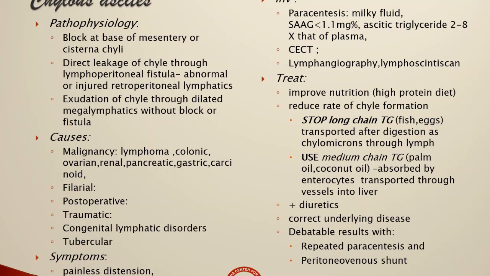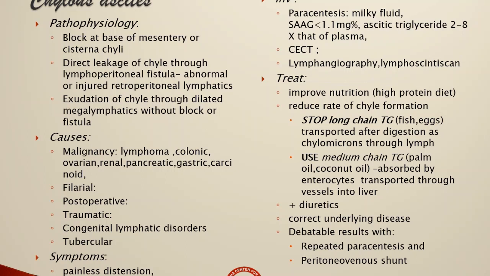The causes could be either malignancy, which is the most common cause of chylous peritonitis, because there the lymphatic system gets involved very early, gets blocked, and you have a back pressure effect and blowouts and fistulization. It could be filarial, it could be tubercular, post-operative, traumatic, congenital lymphatic disorders are all causes for chylous peritonitis. The symptoms: it's a painless distension of the abdomen, and you can easily elicit signs of fluid in the abdomen. It is painless, and the patient has got ascites. Malnutrition would be there, and the patient may be dyspneic.